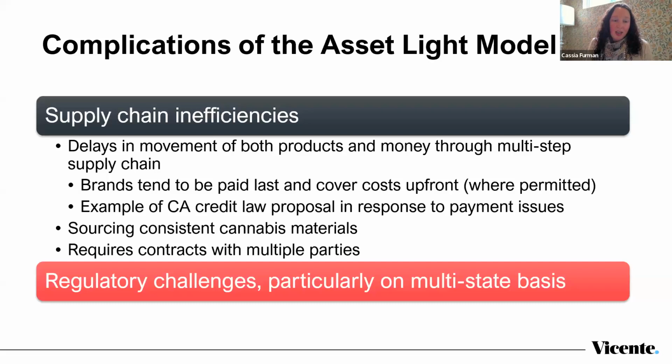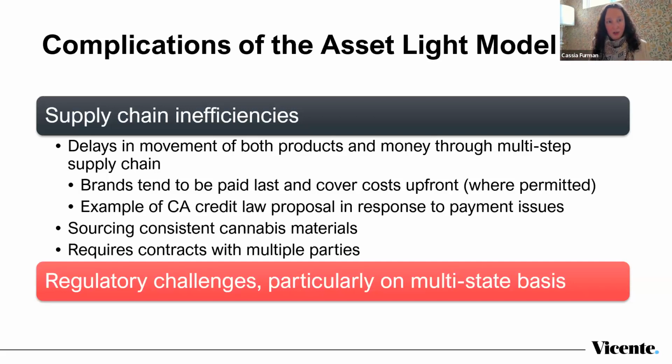First, supply chain inefficiencies. This is targeted somewhat towards the brand side of the asset-light equation, but also applies to wholesalers, manufacturers, other people that might be interested in co-packing and trying to get into this space. What we've seen as an area of complication for these models are delays both in the movement of products and money through the supply chains.